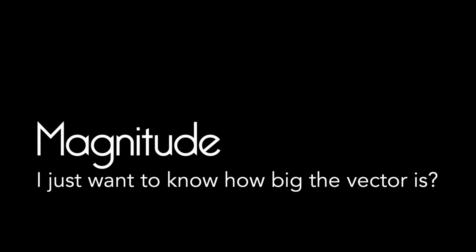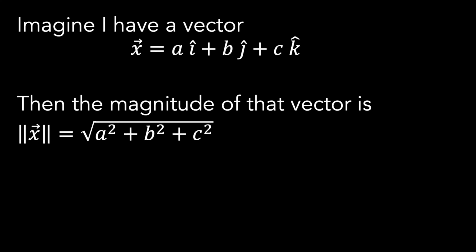We know that our vectors have both magnitudes and directions, but sometimes it's useful to just know how big the vector is, to just know its magnitude. So we want to be able to calculate that. So first, just to formally state it, if I have a vector x, which has components in the x, y, and z directions, a, b, and c, then the magnitude of that vector x would be the square root of a squared plus b squared plus c squared. But it's a little unclear where that comes from.